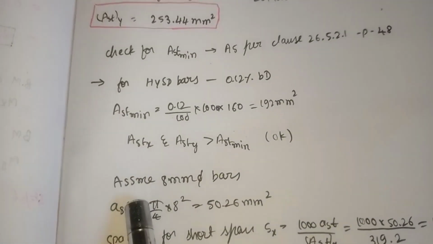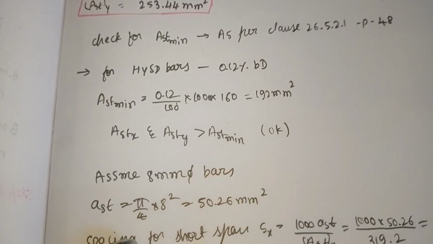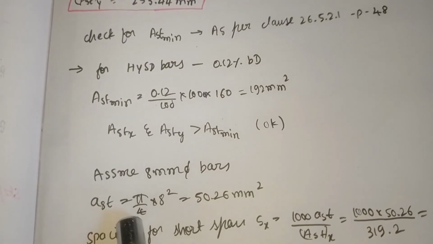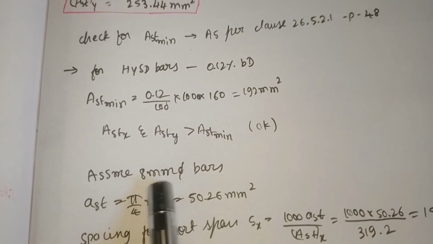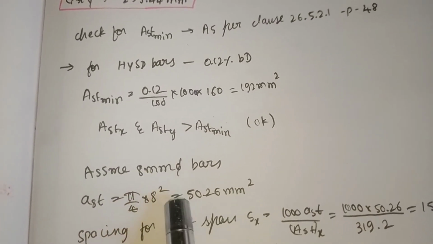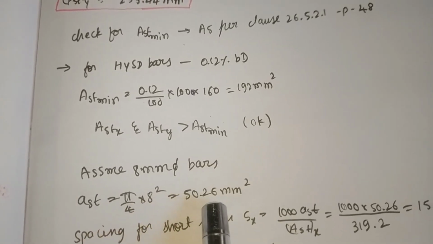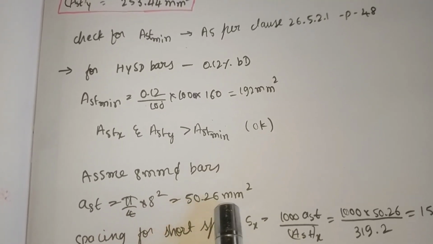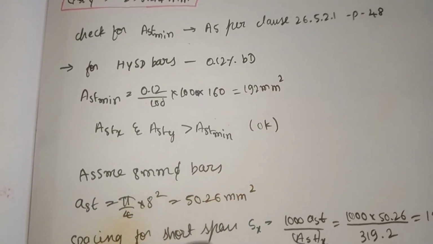So I am assuming 8 mm diameter bars. We'll calculate the area. So AST is equal to pi by 4 into d square, d is nothing but the diameter, that is 8 square. By simplifying, it will come out as 50.26 mm square.